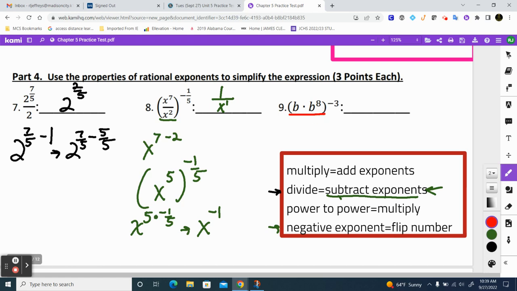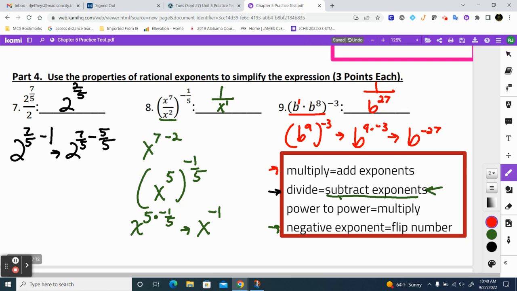Number 9. Number 9. We're multiplying, so we're going to add. So this is 1. What is 1 plus 8? B to the 9th. Now we're going to multiply 9 times negative 3. Okay. Negative 7. Now, just like we did on number 8, there's a negative. It goes in the basement now.